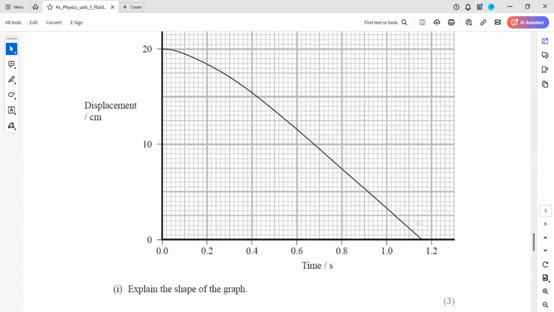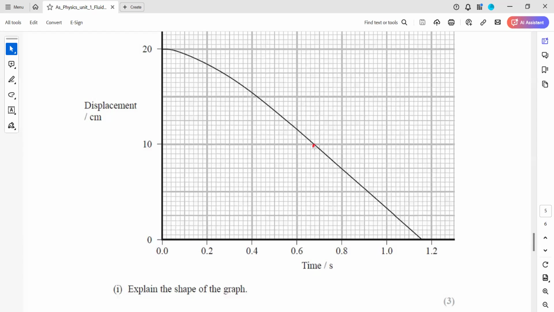So for a straight line, you can take the gradient of this part, because it is moving at a constant velocity. Take the gradient of this part using the formula y2 minus y1, or you can also use the change in the velocity.